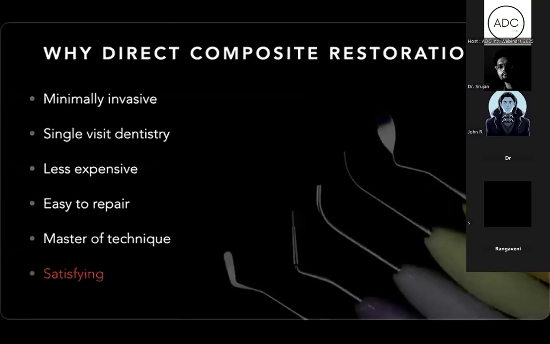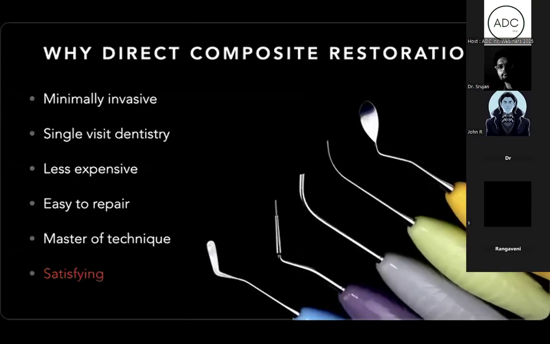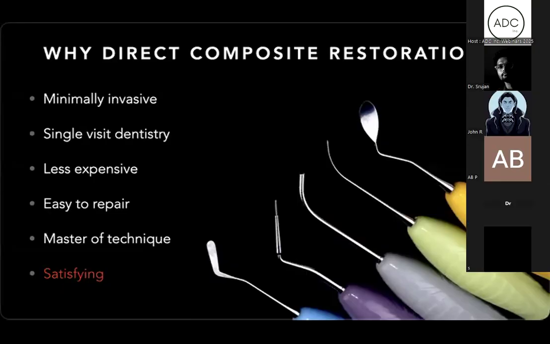Okay, so let's understand why do we do composite restorations, or why do I like doing composite restorations. First, it's minimally invasive. We know this, the modern dentistry is focused towards being as conservative as possible. We just want to preserve maximum amount of tooth structure. We don't want any destruction. We don't want any removal. And composite restoration is going to 100% adhere, right? So it's a minimally invasive procedure.